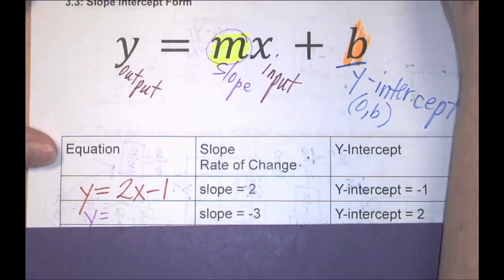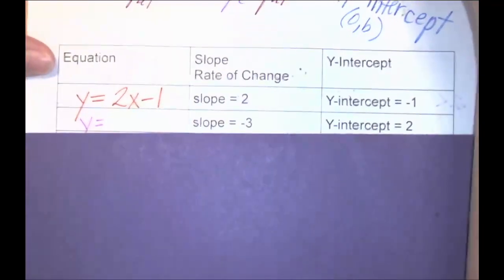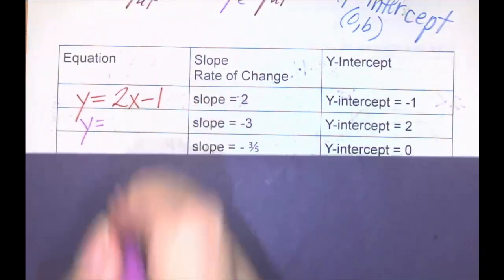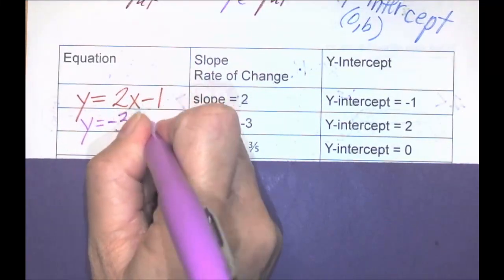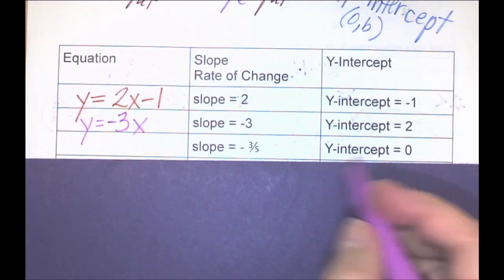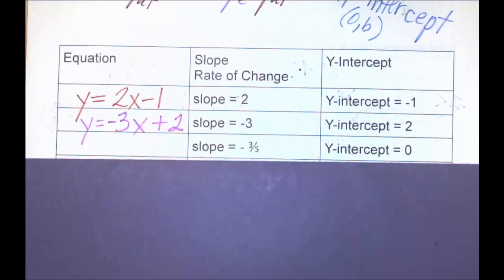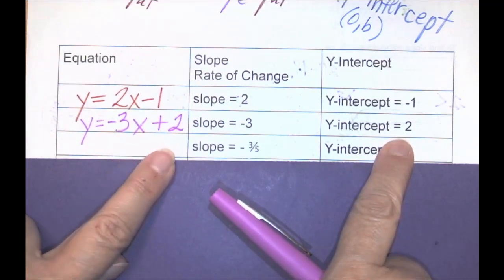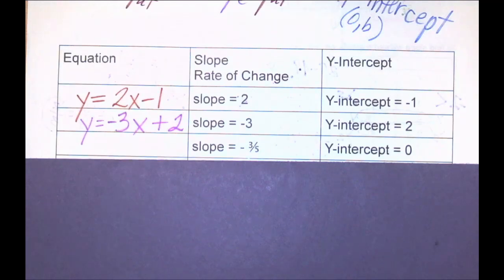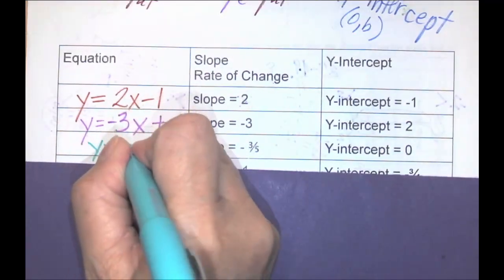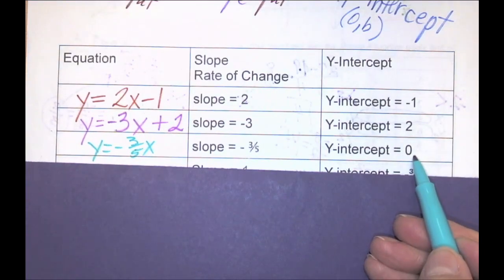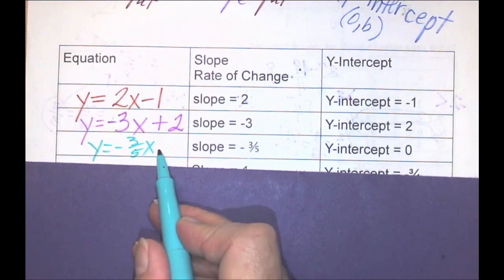On the next one, my slope is -3. Slope is attached to the x. So y equals -3x. The y-intercept is a +2, so I put +2. So y equals slope of -3 with the x plus 2. Now the next one has a slope of -3/5, so y equals -3/5 x. And then the y-intercept 0, there's really no need for me to put +0.